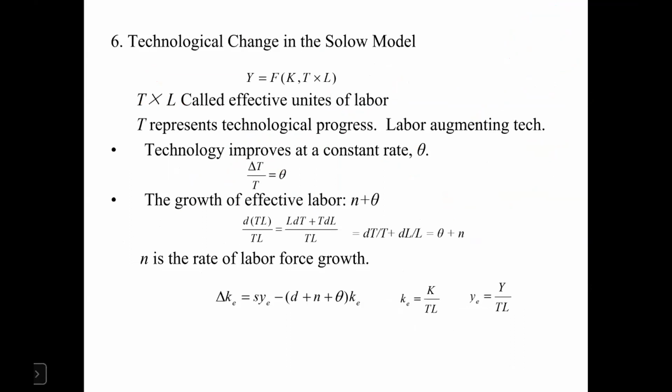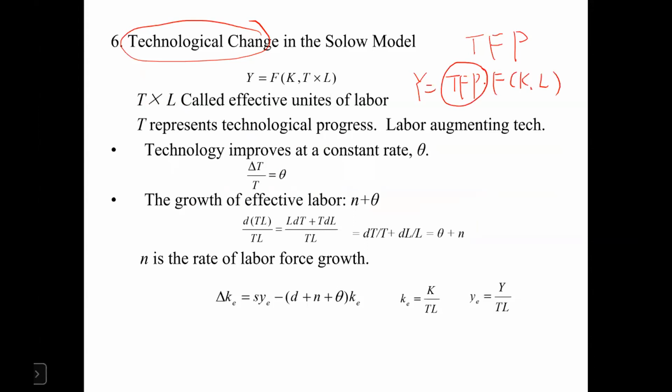Now, we are going to introduce technological change, right? Essentially, we are going to introduce TFP inside this model, all right? But how are we going to introduce TFP? There are different ways. You can either write Y equals TFP times F of K, L. So essentially, just multiply a constant in front of the production function we have discussed so far. Or alternatively, you can write it this way: Y equals F of K, T times L, where T stands for TFP, augmenting labor supply.